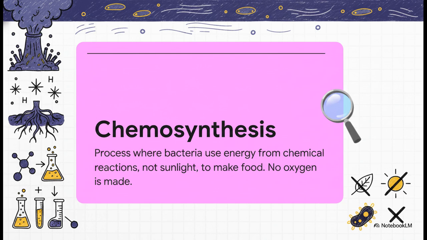So before we jump into the main event, photosynthesis, let's take a quick look at its really cool cousin, chemosynthesis. This is what some organisms use when there's no sunlight around at all. Think about bacteria living at the bottom of the ocean near volcanic vents. Instead of light, they harness energy from chemical reactions to make food. Here's your key exam point: chemosynthesis does not need light and it does not produce oxygen.